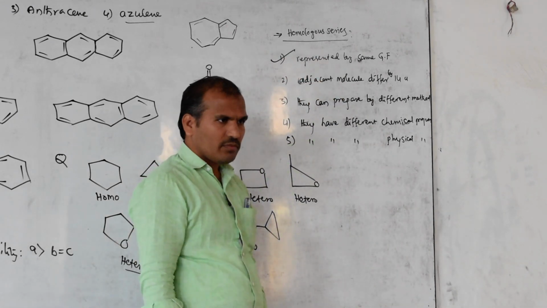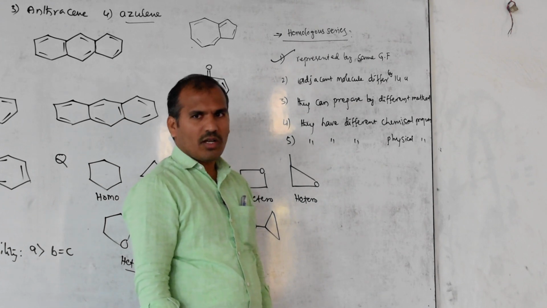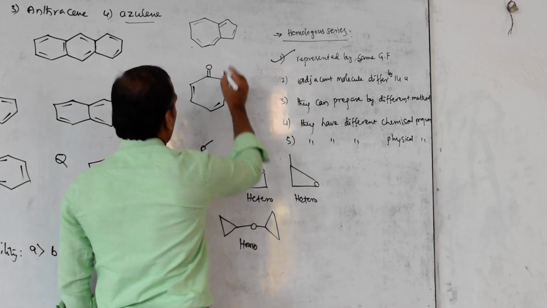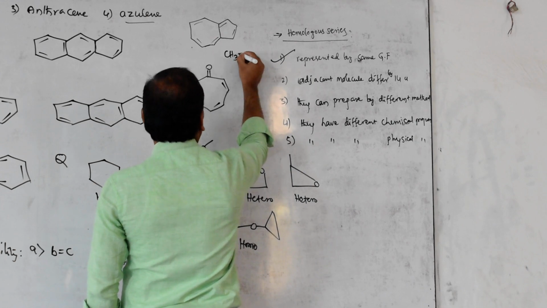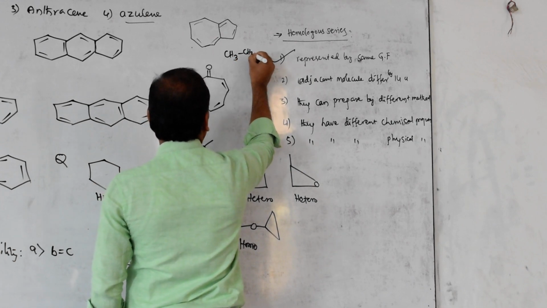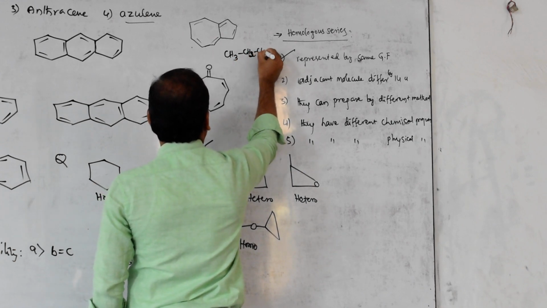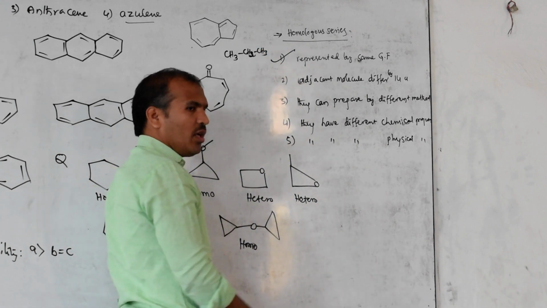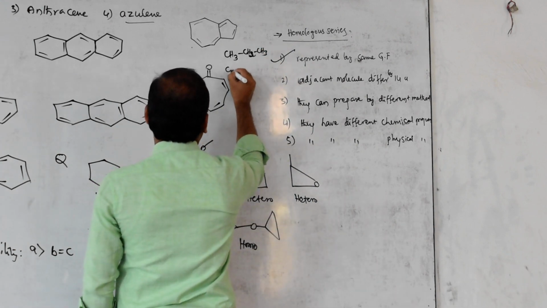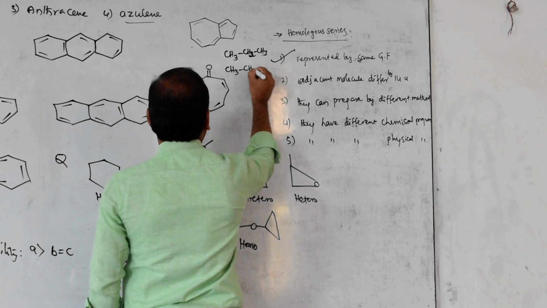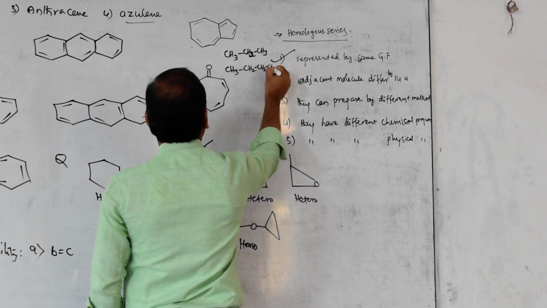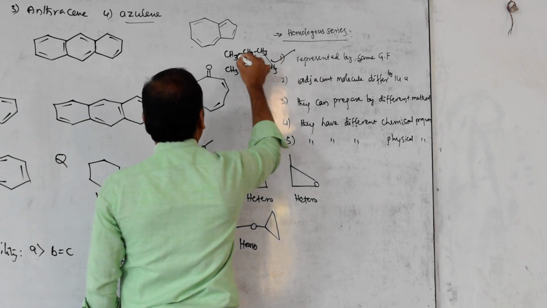Second one, correct or wrong? Take one example, an alkane. I am taking here CH3, CH2, CH3. What is the name of this compound? Propane. Take butane, the adjacent molecule: CH3, CH2, CH2, CH3. This is the same.